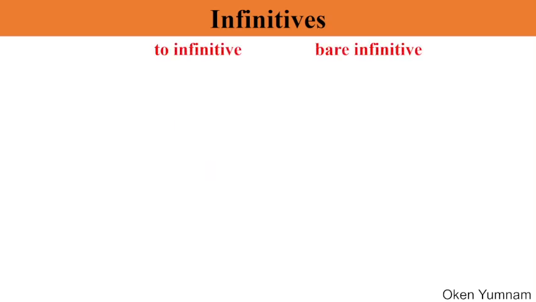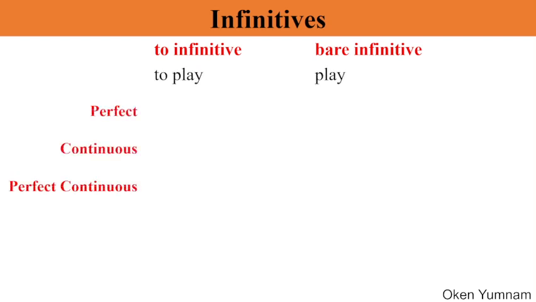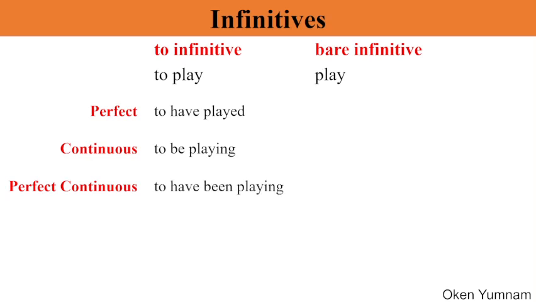And now let's look here. "To" infinitive and bare infinitive also have their different forms: perfect, continuous and perfect continuous. So this is the base form. So let's see the perfect form: to have played, for to play. Continuous: to be playing. And the perfect continuous form of the "to" infinitive is to have been playing. And for the bare infinitive, meaning without "to", this is the same form minus the preposition "to": have played, be playing, and have been playing.